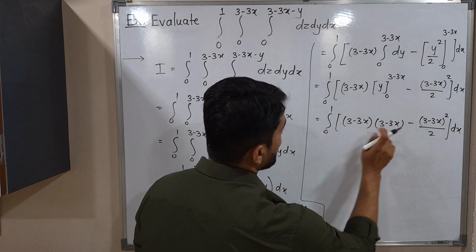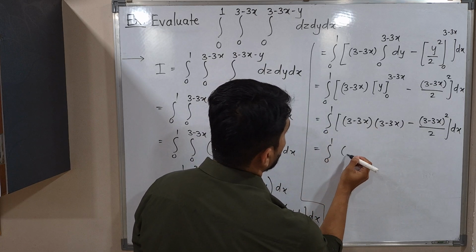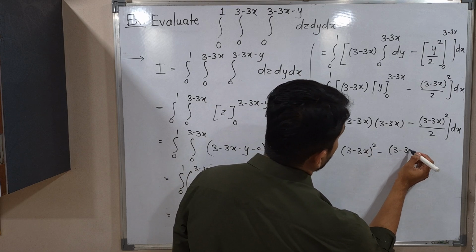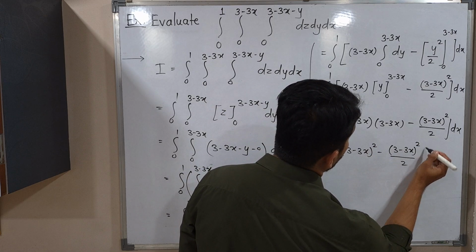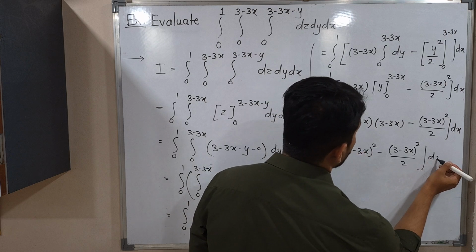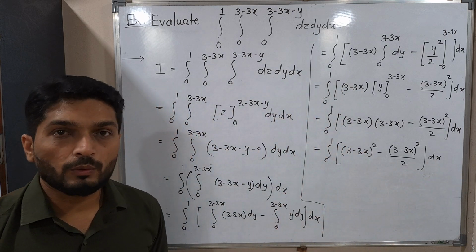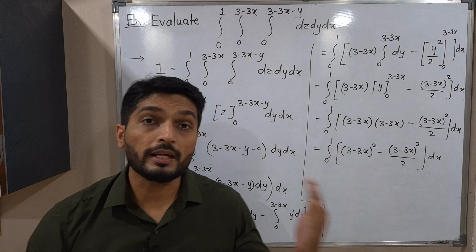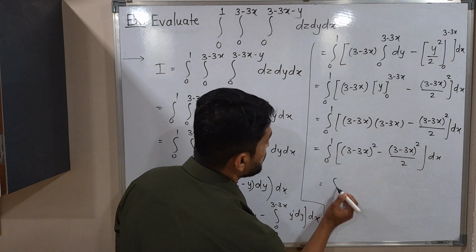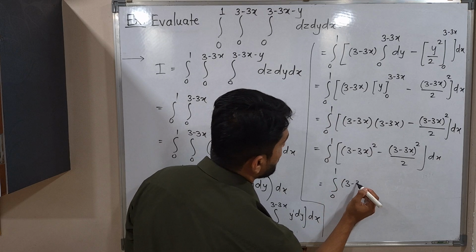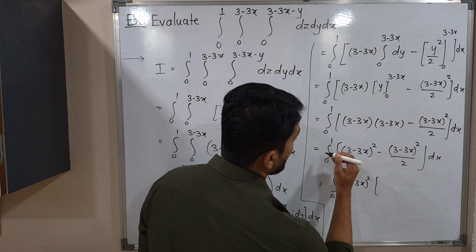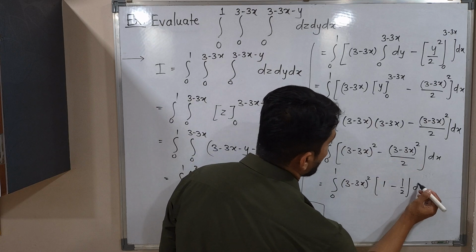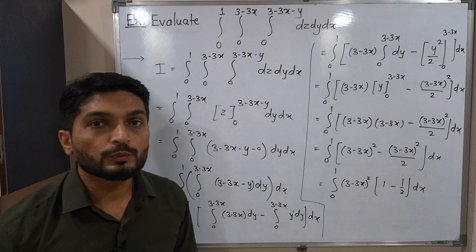So 3 minus 3x, that means you will get (3 minus 3x) square minus (3 minus 3x) square by 2, and we have dx. So will you tell me what can we take common now? Here also we have (3 minus 3x) square, there also we have (3 minus 3x) square, we can take it common. So integration 0 to 1, (3 minus 3x) square. If you take it outside, we will have simply 1, and if you take it outside, we will have 1 by 2. So tell me 1 minus 1 by 2, which is 1 by 2.